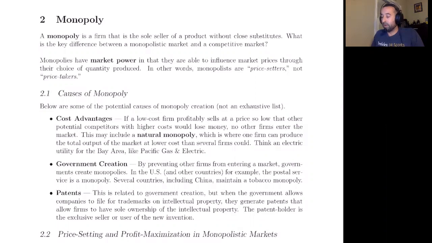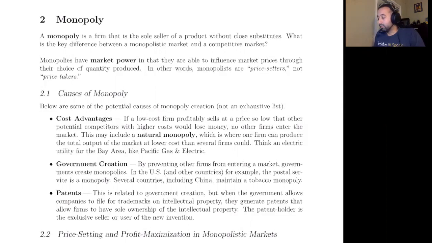To define what a monopoly is specifically, a monopoly is a firm that is the sole seller of a product without close substitutes. Unlike a competitive market, where you have close to an infinite number of firms selling a homogenous product, in our theoretical context, a monopoly is a firm that is the sole, individual seller of a product without any close substitutes. So the market looks a lot different in that context.